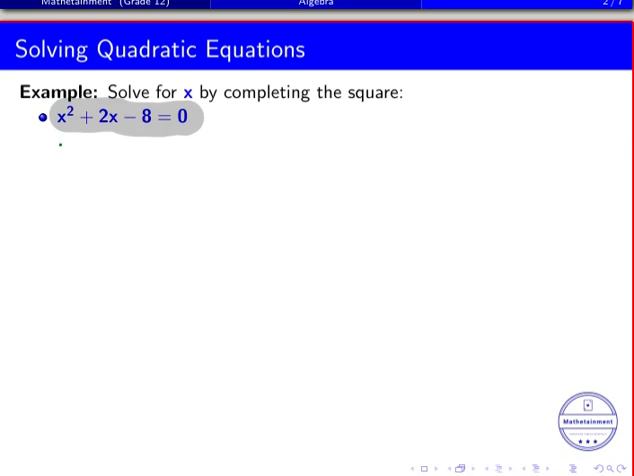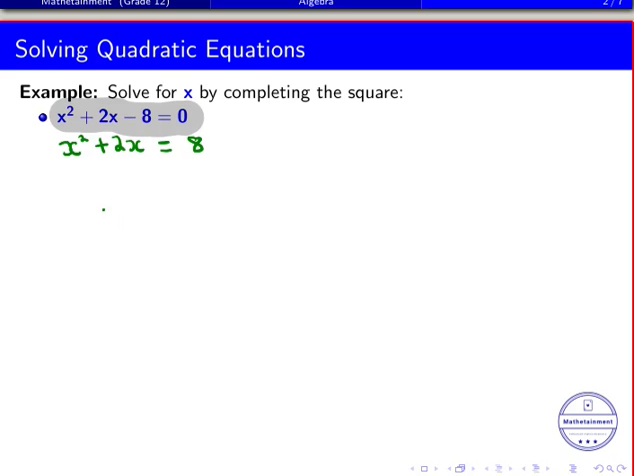So we will have x squared plus 2x equal to +8, because when we transpose the constant to the right-hand side, it has to change the sign. So we have x squared plus 2x equal to positive 8.